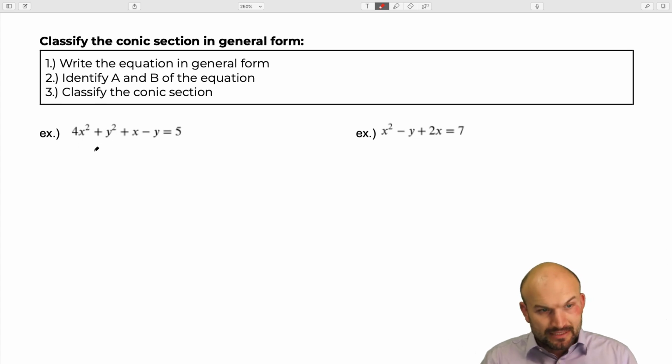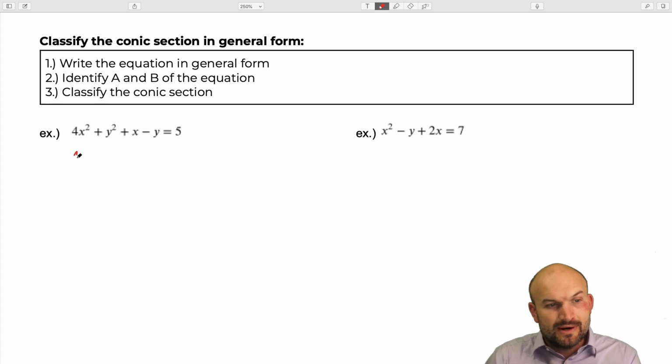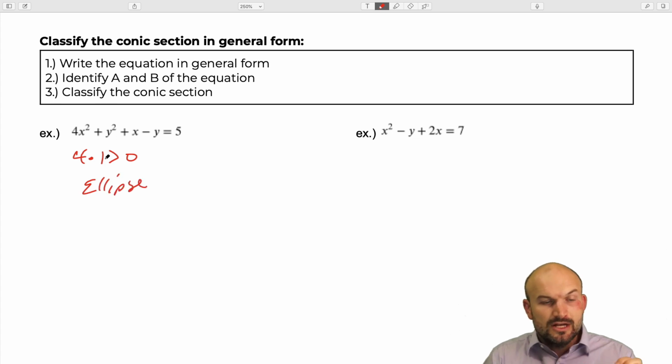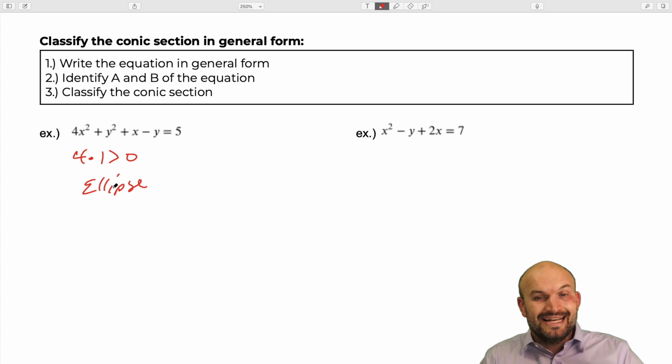Now, remember that if you have an x squared and a y squared, it can't be a parabola, because a parabola only has one x squared or y squared. So in this case, it's not a parabola. I also noticed that my x squared and my y squared are both positive. It can't be a hyperbola, because for a hyperbola there's a difference between the x squared and the y squared terms. So when I multiply these, I get 4 times 1, and a positive times a positive is greater than 0, so this is going to be an ellipse. When they're both positive but not equal to each other, it's an ellipse.